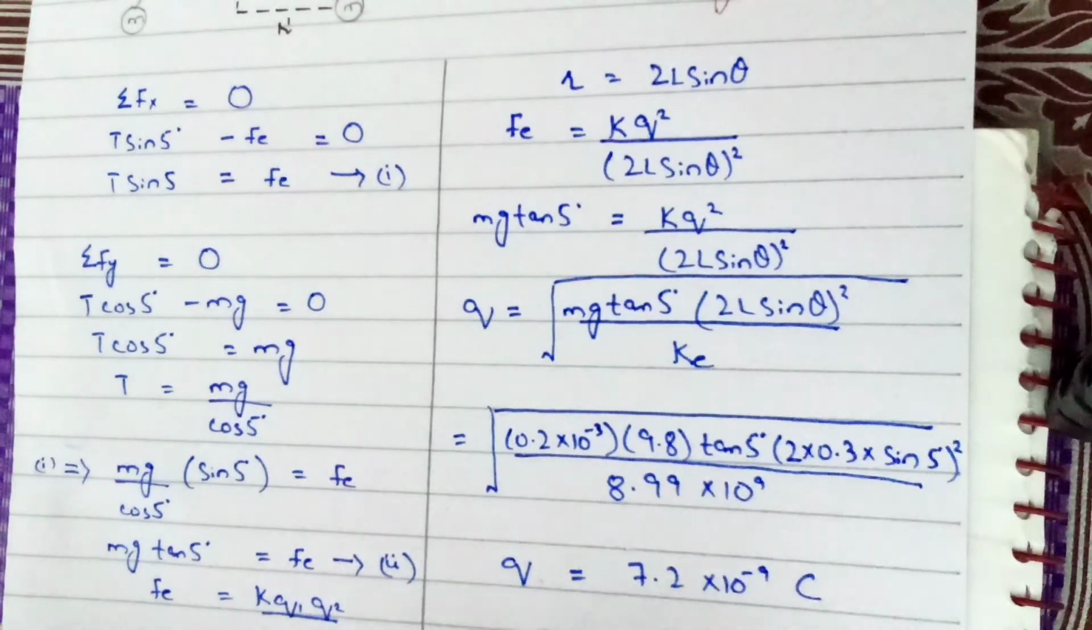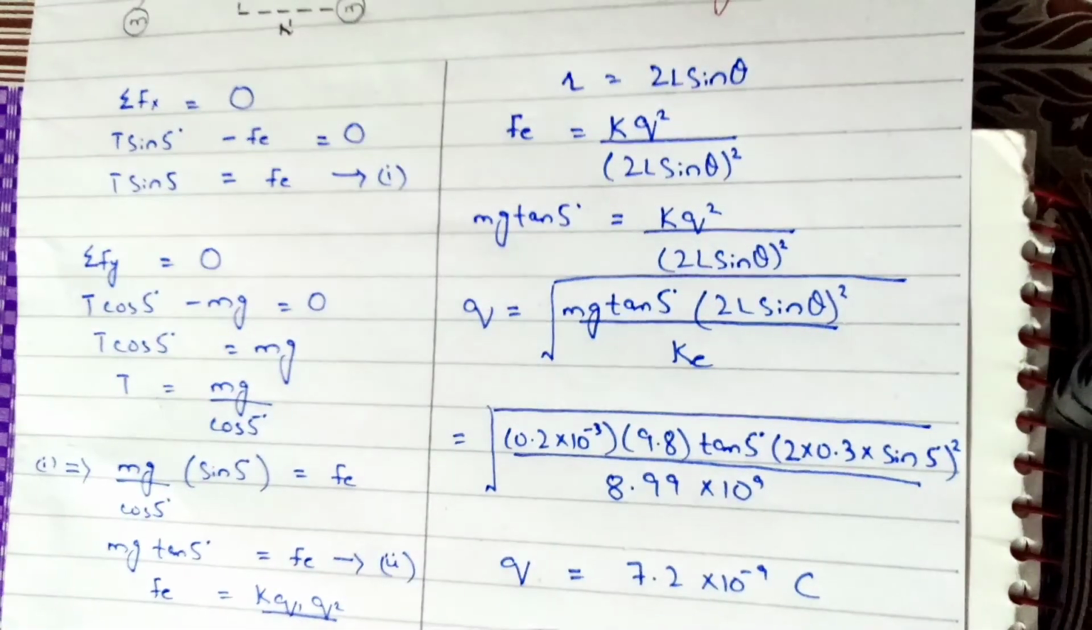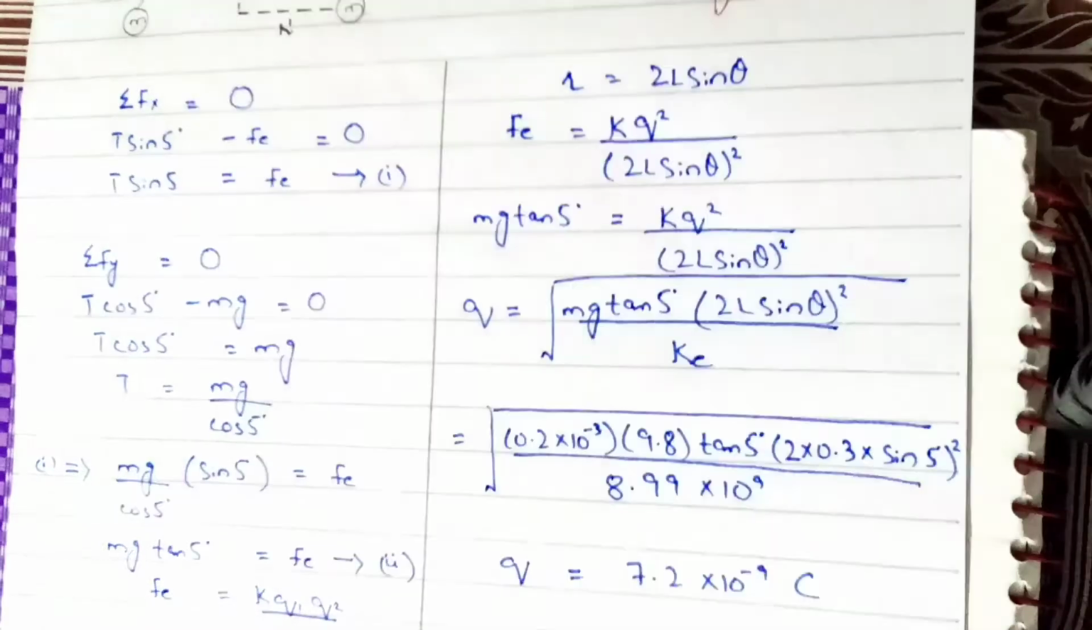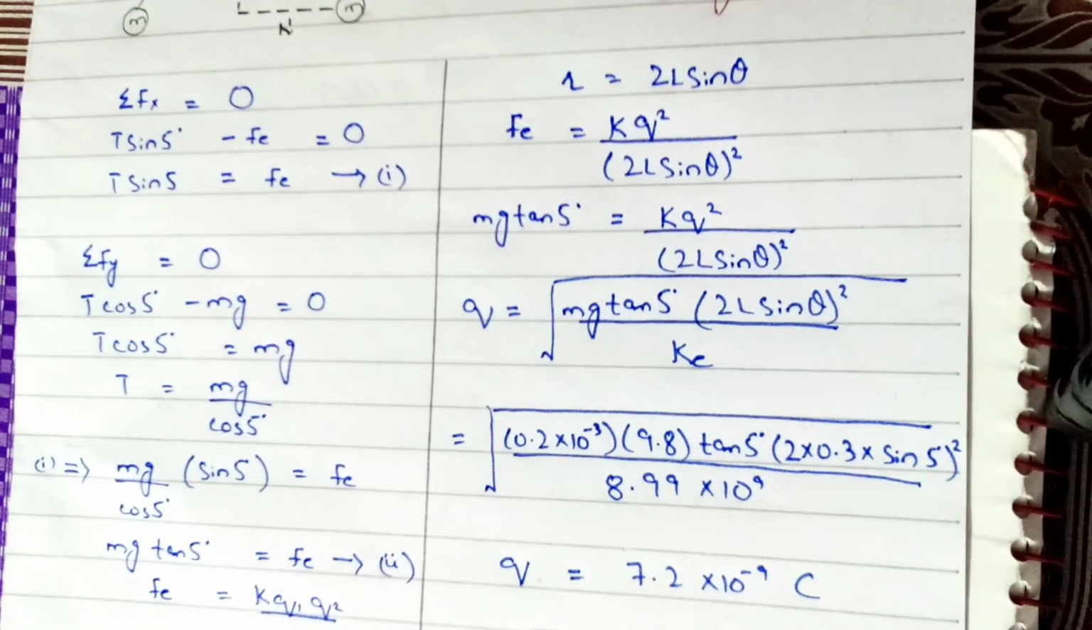So this is the magnitude, and the magnitude of the other charge will also be the same because both the charges had the same properties, right, students?